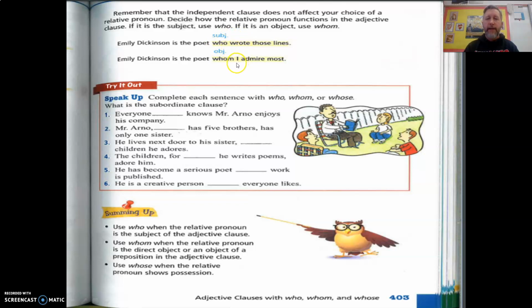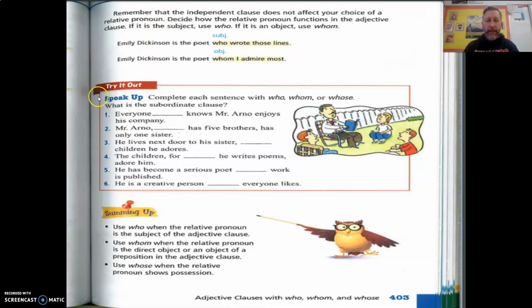But in this clause right here, "I admire most," I and admire already give us a subject and a predicate. So now you know to use whom, because you don't need the subject who. So that's a good way to remember.